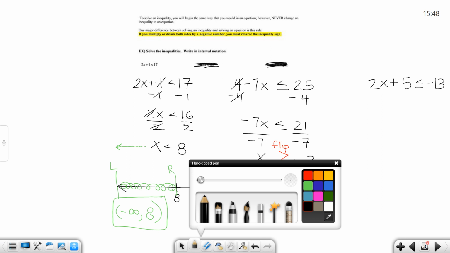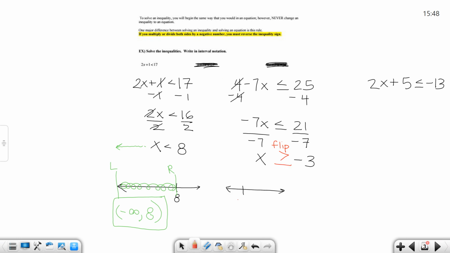So looking at it in interval notation, negative 3 would lie right here. You'll see the arrow is pointing in that direction, so that's the way that you're going to shade. So this problem is going to go from negative 3 on the left to infinity on the right. Remember, infinity always takes parentheses, and the 3 takes a bracket. The reason it takes a bracket is that you have the little bar right here.